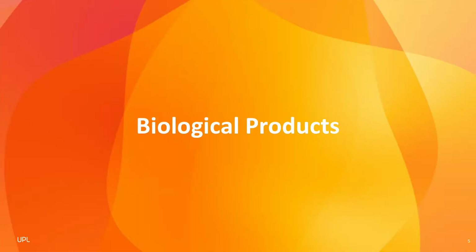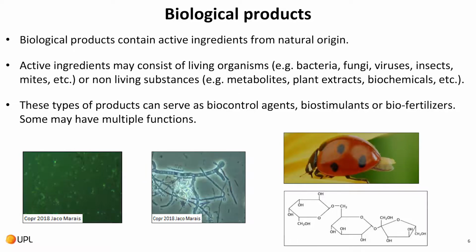In the short intro to biological products, I will touch on a few aspects: what is a biological product, what's included there, and why they are relevant and why we are considering them in general. Biological products contain active ingredients, usually from a natural source. This can include living organisms, for example, bacteria. The picture is not very clear on the screen, but it's a nitrogen-fixing bacteria. Then there are also the fungi and the viruses.